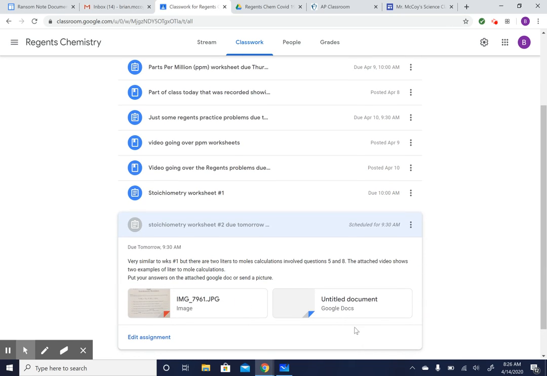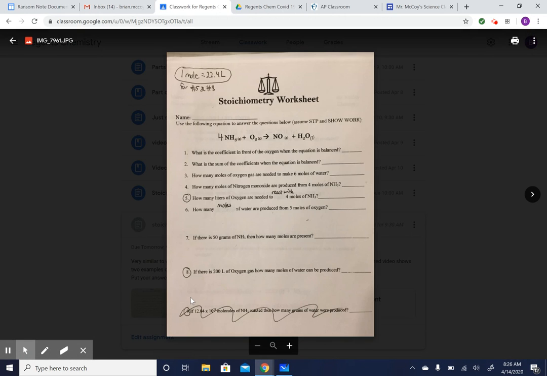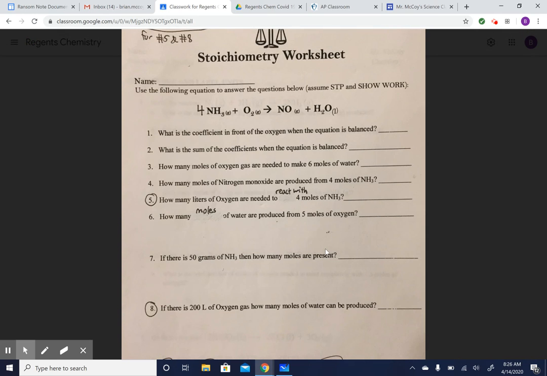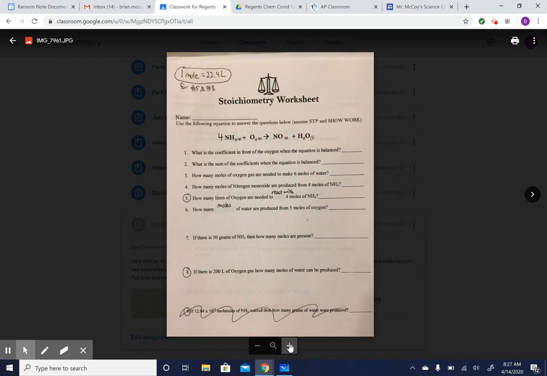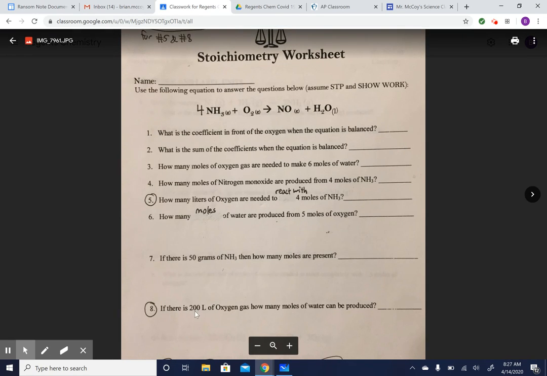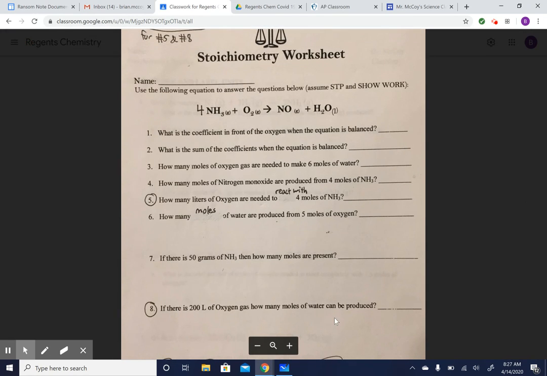All right, so this is going to be due tomorrow. Number 5 and number 8 are a little different here. Number 5 says how many liters of oxygen are needed to react with 4 moles of NH3. And number 8, if there is 200 liters of oxygen, how many moles of water can be produced?